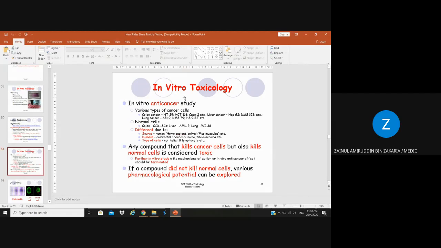Okay. What I explained in the second and third point: if any compound can kill cancer cell but also kills normal cell, it is considered toxic. So you should terminate the experiment using that compound. And if a compound does not kill normal cell but kills the cancer cell, then further pharmacological potential can be explored. Let's say you want to see the mechanism of anti-cancer involved.